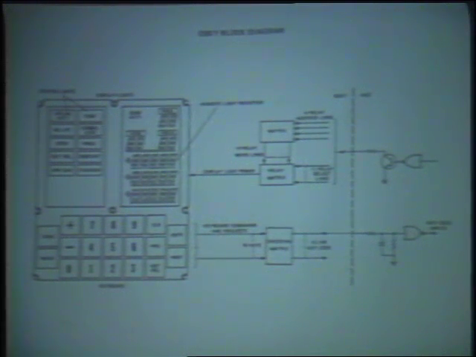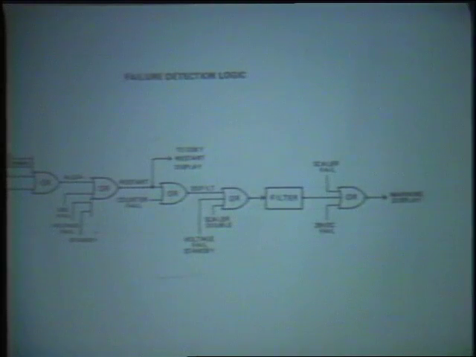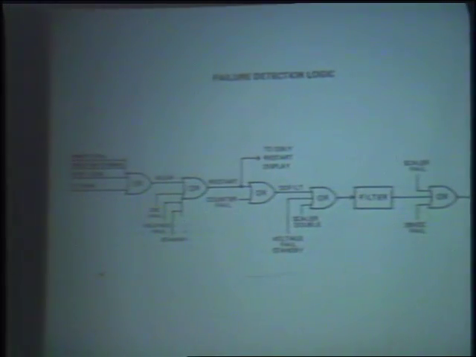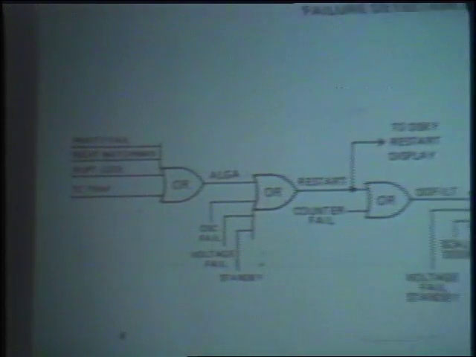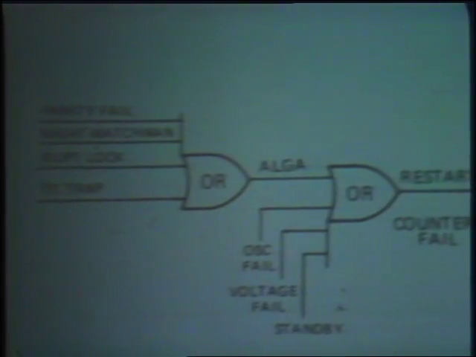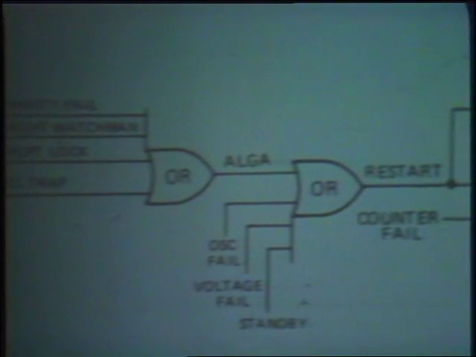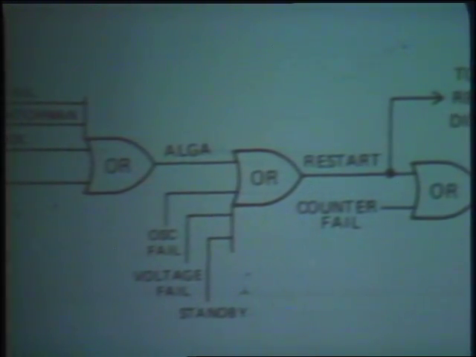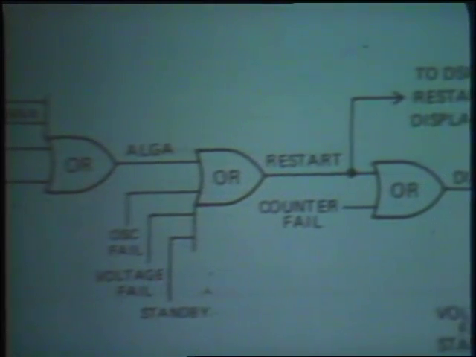This is one of the outputs of a fairly extensive set of failure detection circuits shown in this slide. I doubt if you can see them here, but these include things like watchdog timer, parity fails, interrupt lock if the computer got locked up in some fashion, then voltage fail here if power is lost. The computer had a standby capability, so that would indicate here that this goes into standby.